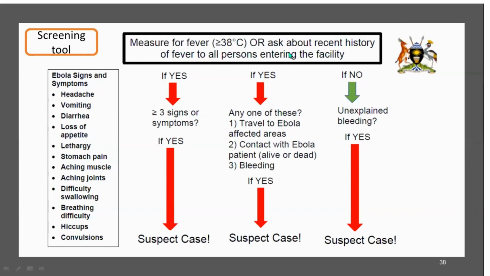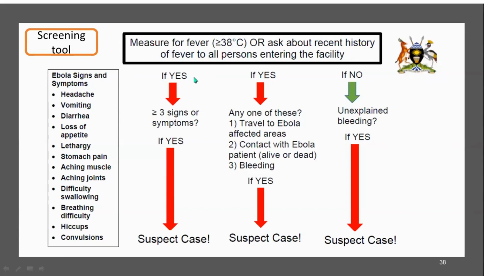At your gates or at the entry of the facility, you do a temperature check for everyone and see whether this person has a fever of more than 38 degrees Celsius, or ask about a recent history of fever for all patients entering your facility. You may do the temperature check and the person has a high grade fever, or it tells you the fever was so bad in the morning but eased in the afternoon. That qualifies the person as having fever.